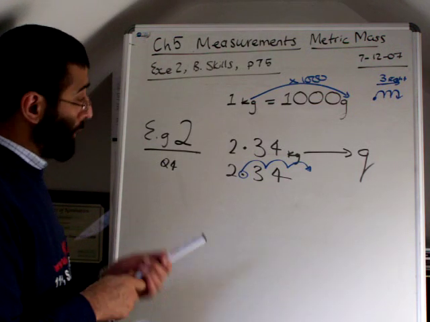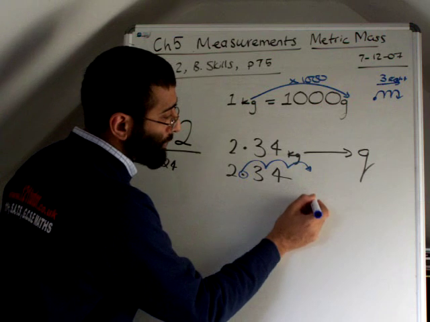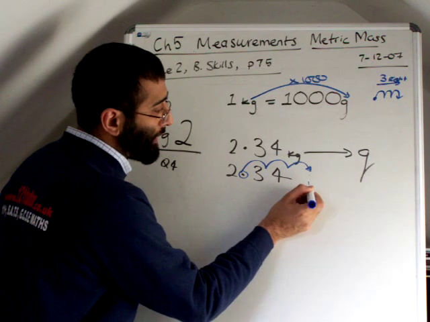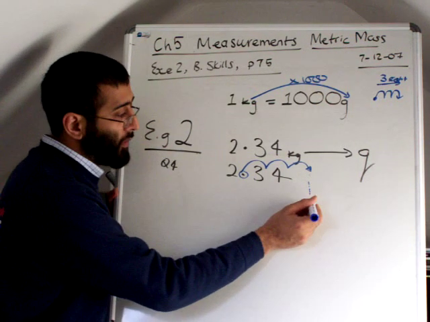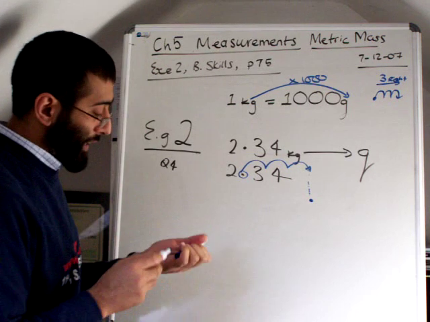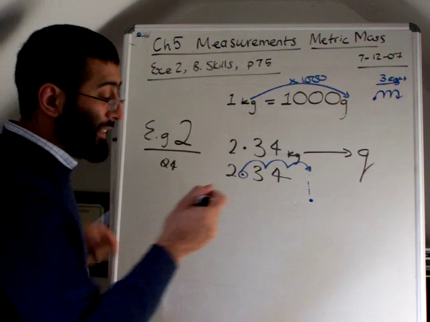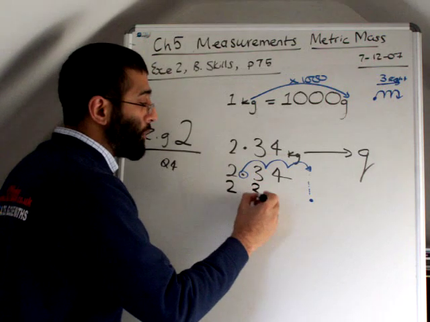Copy the numbers down. Oops, missed out one thing. The decimal point lands on the next line. Remember, it's got to come straight down like that, as though it's just being dropped. The decimal point lands over here. Let's copy down the numbers underneath. So we have 2, 3, 4.